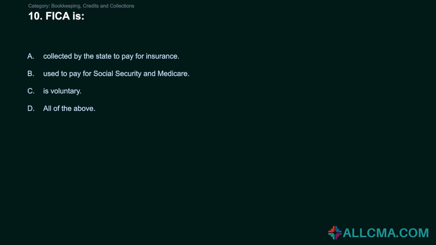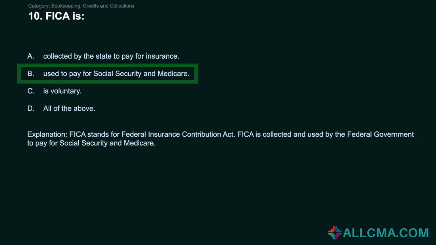10. FICA is: A. Collected by the state to pay for insurance. B. Used to pay for Social Security and Medicare. C. Is voluntary. D. All of the above. Correct answer, B. Used to pay for Social Security and Medicare. FICA stands for Federal Insurance Contributions Act. FICA is collected and used by the federal government to pay for Social Security and Medicare.